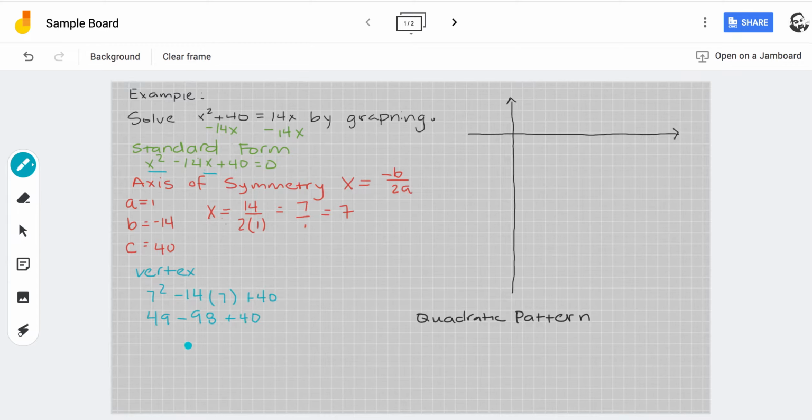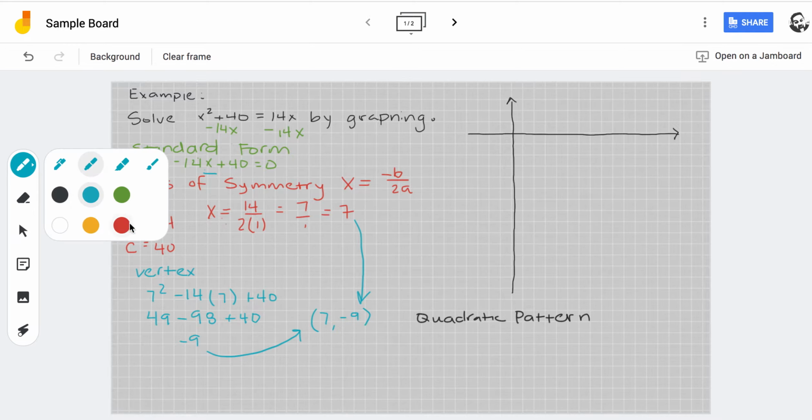And then finally, when you combine all those like terms, we end up getting negative 9. So now we're going to take those two guys right there. We're going to take that number there. We're going to take this number over here. And we're going to combine them to give us our vertex, which is located at (7, -9).